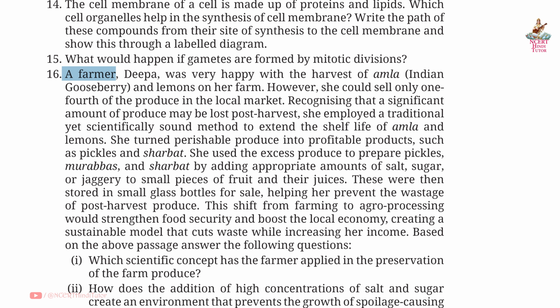Question 16. A farmer Deepa was very happy with the harvest of amla, Indian gooseberry and lemons on her farm. However, she could sell only 1/4 of the produce in the local market. Recognizing that a significant amount of produce may be lost post-harvest, she employed a traditional yet scientifically sound method to extend the shelf life of amla and lemons. She turned perishable produce into profitable products such as pickles and sharbat.